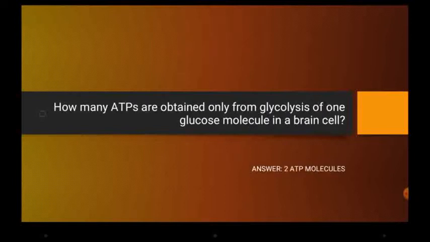Next question. How many ATPs are obtained only from glycolysis of one glucose molecule in a brain cell? Well, the answer is 2 ATPs are produced.